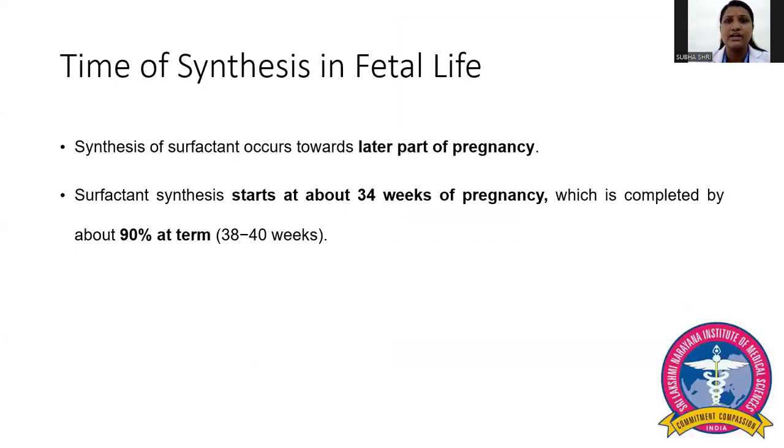Surfactant starts getting synthesized in our fetal life. That is, whenever we are in the intrauterine life, it starts being synthesized. But during the later part of pregnancy, at around 34 weeks, synthesis increases, and surfactant synthesis gets completed at around 38 to 40 weeks. That is around 90% at term.